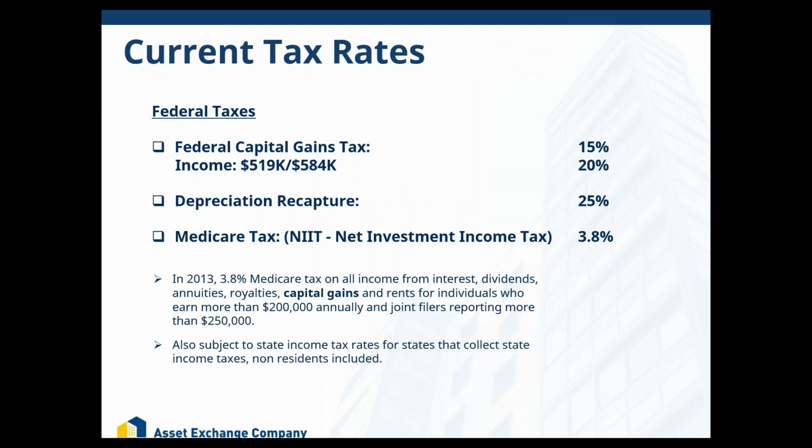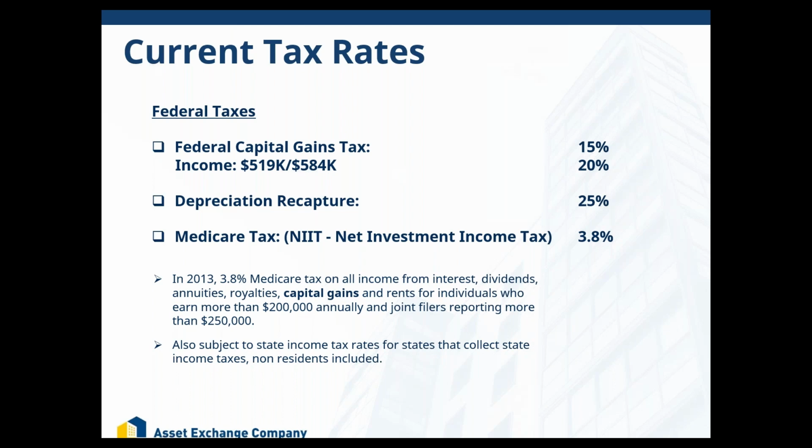Okay. Now, what are current tax rates? So when you sell real property, if you have any gain in the property, you're going to be subject to capital gains tax. Now, capital gains tax right now is either 15% or 20%. The 15% capital gains tax rate is applied if you're single and you have income of less than $519,000 a year, or if you're married and you have income of less than $584,000 a year. All right, that's where you're at the 15% capital gains tax rate.